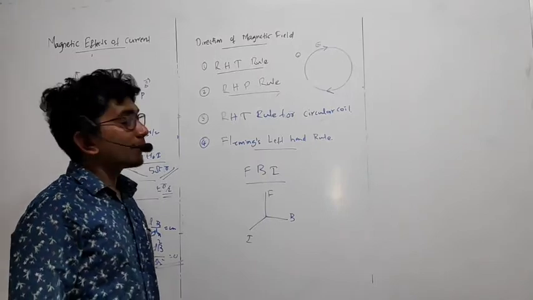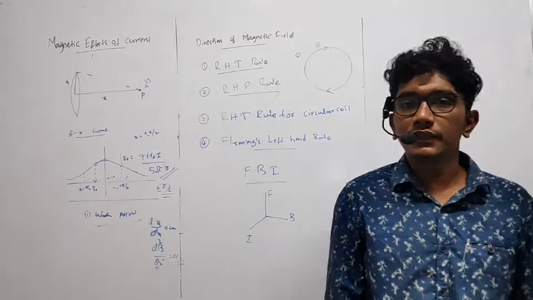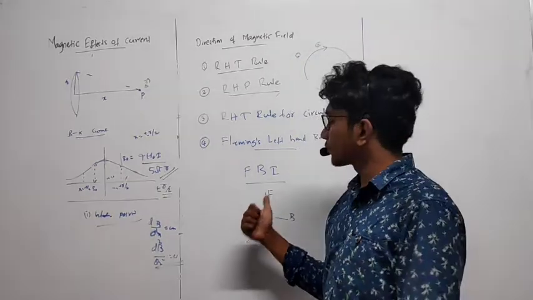And next one, Fleming's left hand rule. This is all of your work, because without knowing this, you can't even survive magnetic effects of electric current. So what does Fleming's left hand rule say?